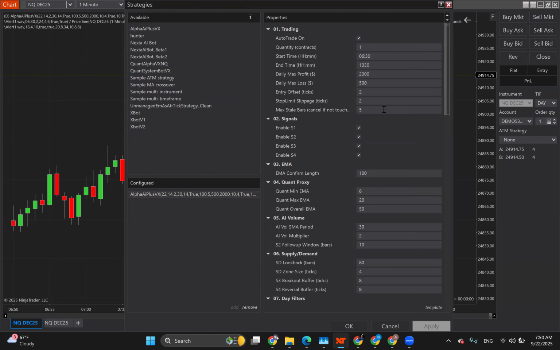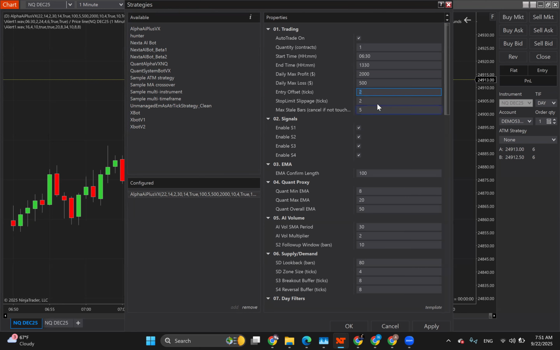All this section is about the auto trading. It shows how many contracts you want to trade, what the start time and end time are. For me, it's 6:30 a.m. Pacific time to 1:30 p.m. What is the daily max profit? What's the daily max loss? The other one is the entry offset, which means when you have a signal, after how many ticks the system should place a buy limit or sell limit order, because when you have a signal, it will not take a market order, it will take a limit order, as usual. So this is an offset.